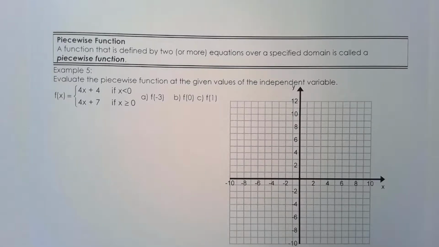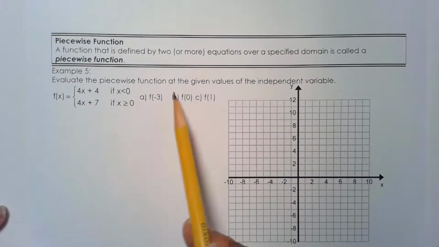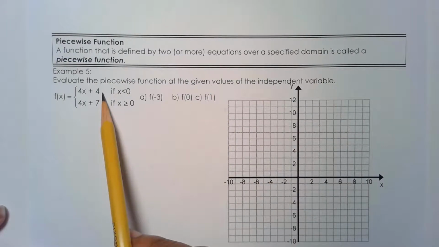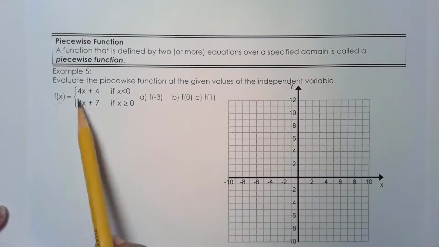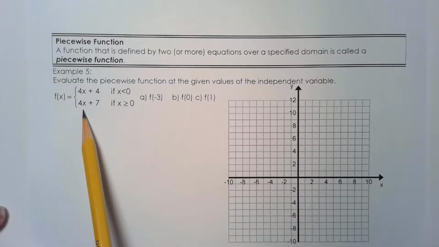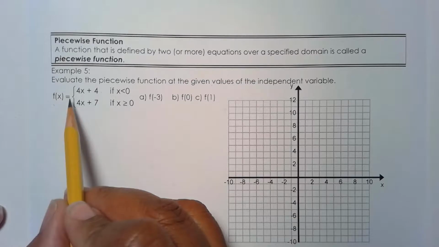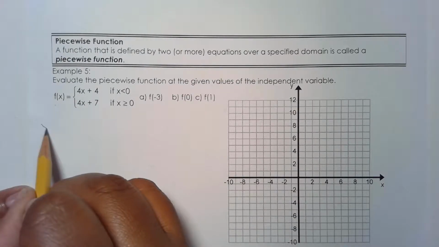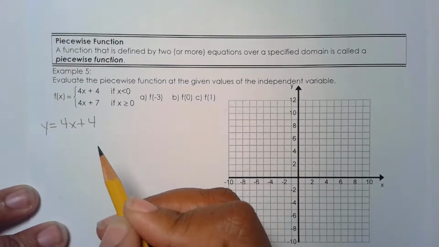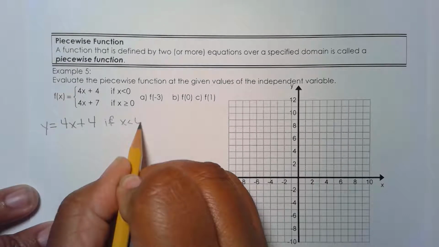I want to show you our next example. It says evaluate the piecewise function at the given values of the independent variable. We have two equations: f of x is equal to 4x plus 4, and f of x is equal to 4x plus 7. But if you notice, there are some stipulations for our first equation. We can say y is equal to 4x plus 4. Okay, it says if x is less than 0.